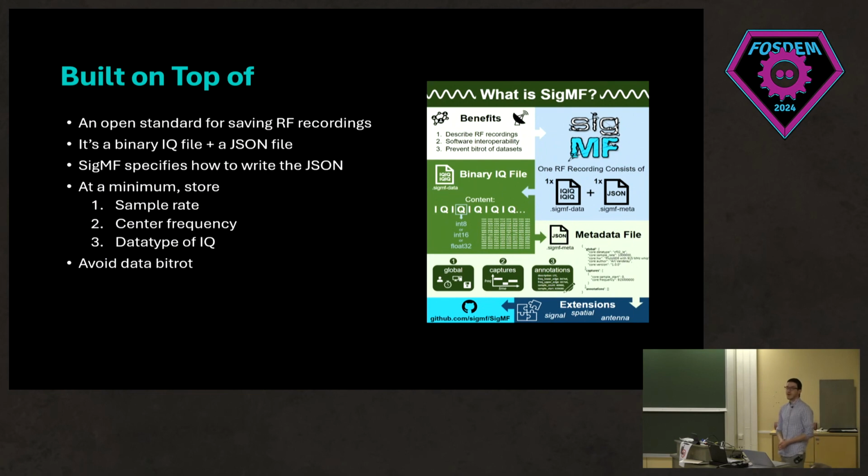IQEngine's built on top of SIGMF in many ways. If you're not familiar, SIGMF is an open standard for saving your RF recordings to a file. It's as simple as it gets. You have a binary IQ file, which is the native way to store a recording. And then a JSON file, and the SIGMF specification mainly tells you how to write that JSON file. So there's stuff like how you specify sample rate, center frequency, data type, and then I'll show you annotations in a second here. And by using SIGMF, you have software interoperability, and then you can also avoid data bit rot, where in 5 years you forget what sample rate stuff was taken at.